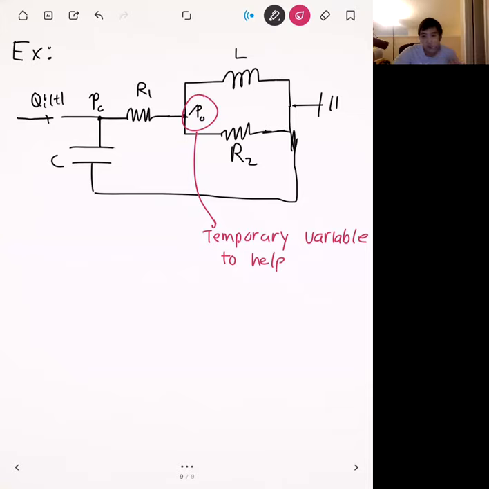Eventually, because this is just a temporary variable, we want to eliminate it from our equations. But for now, we'll keep it there because it makes things convenient at first. The reason I'm putting it there is so that we can compute a pressure drop on this resistor, a pressure drop on this resistor, and a pressure drop on that inductor. Having a temporary variable right there makes things go a little bit smoother.